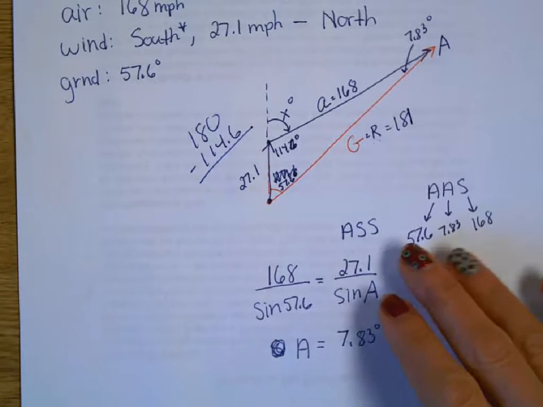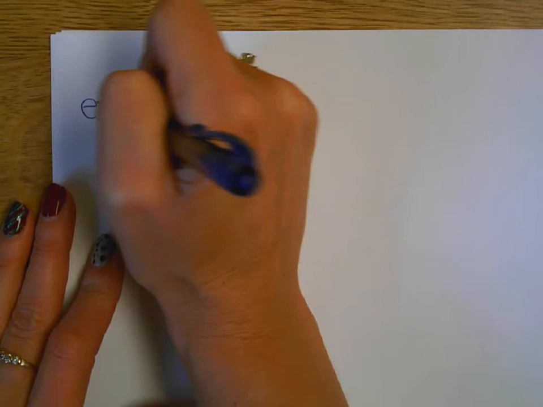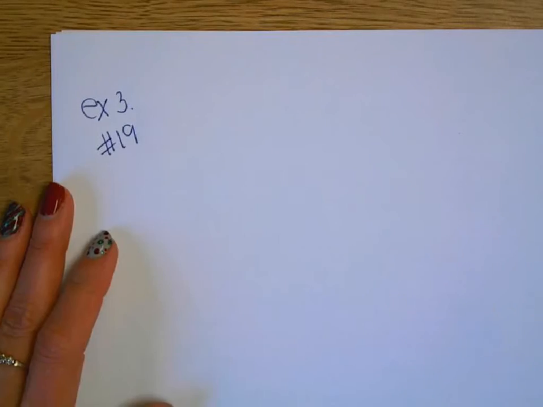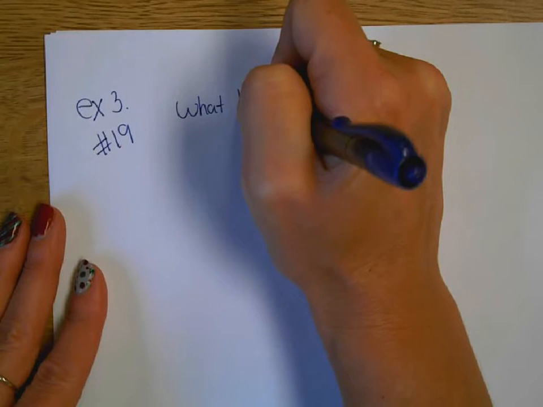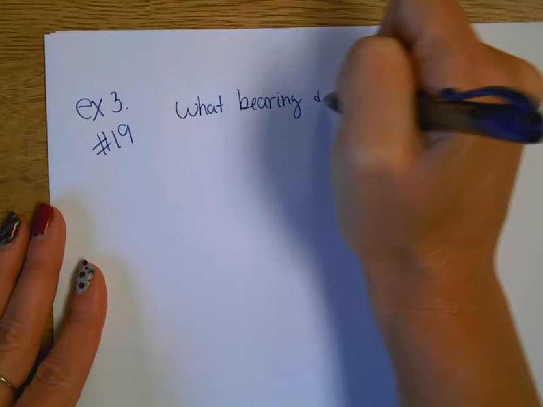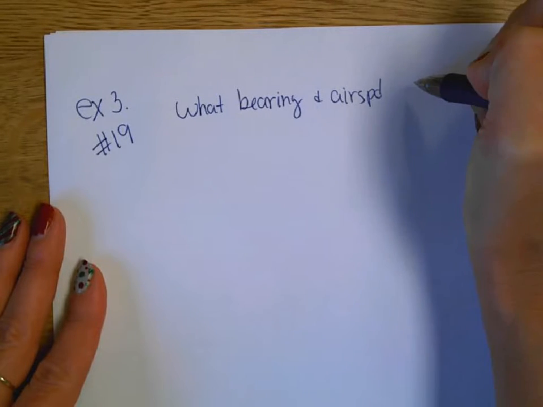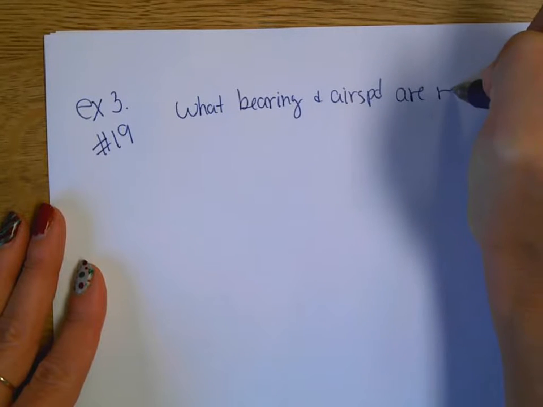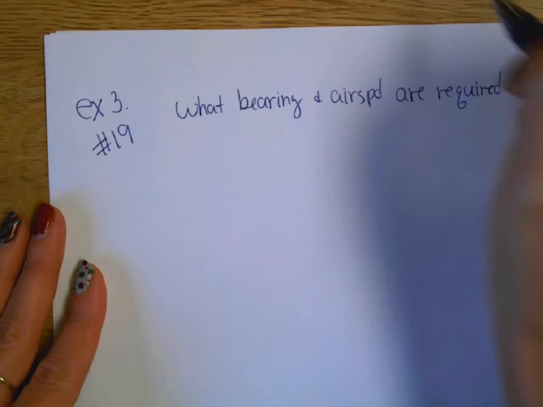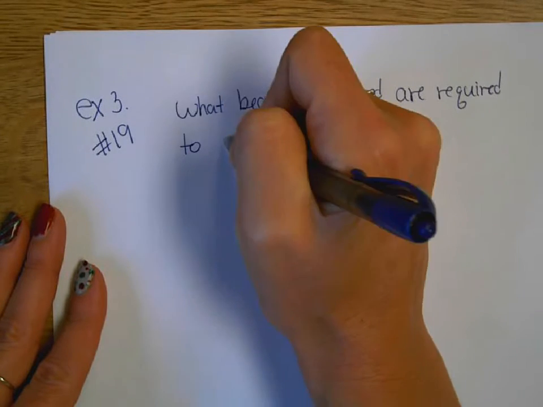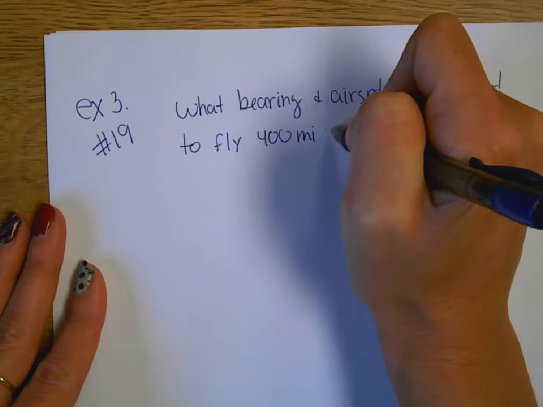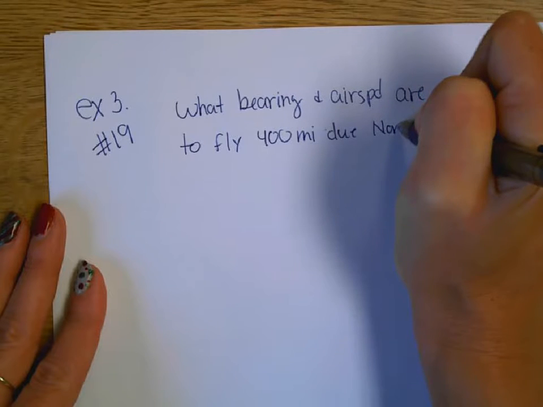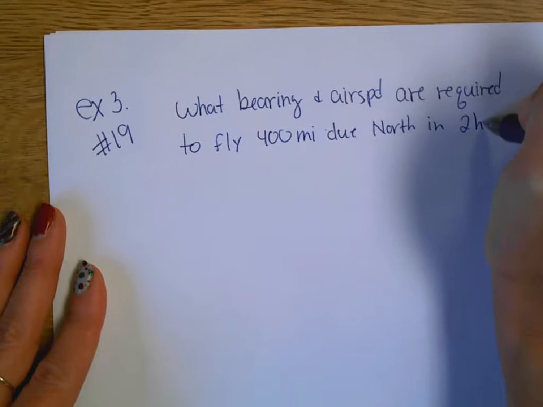All right. The last one is number 19. Bearing and airspeed are required to fly 400 miles due north in 2 hours.